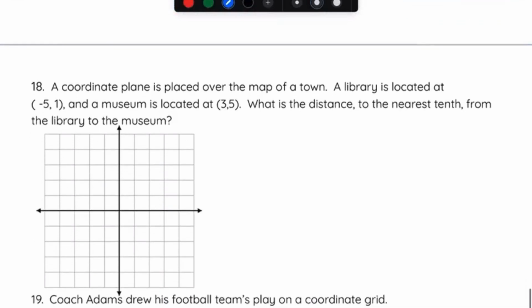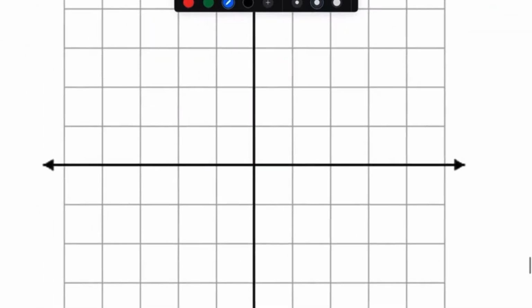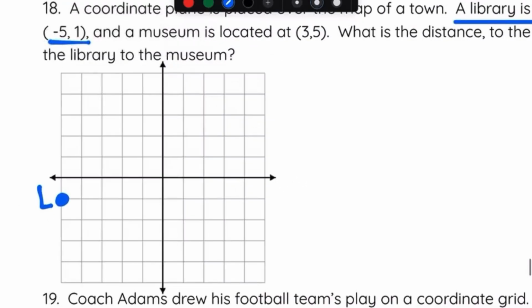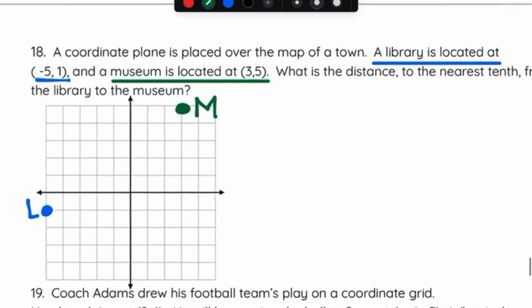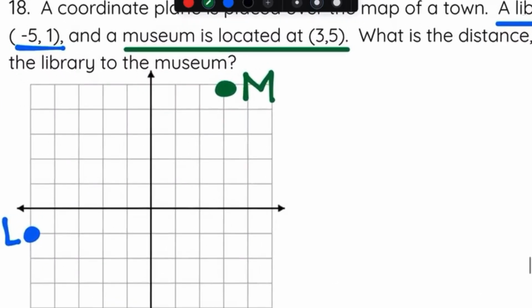Let's look at number 18. It says a coordinate plane is placed over the map of a town. A library is located at -5, 1. So I'm just going to count 1, 2, 3, 4, 5, and then -1. So right here, and I'm going to put an L for a library so I can come back to that later. And then it says a museum is located at 3, 5. 1, 2, 3, and then 1, 2, 3, 4, 5 right here at the top. Okay, so there's my museum. It says what is the distance to the nearest tenth from the library to the museum?